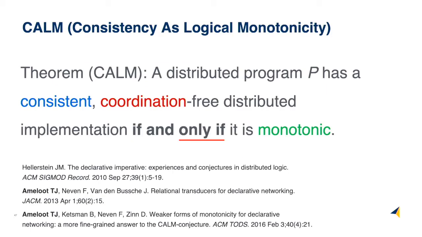And that's what the theorem proves. It says a distributed program P has a consistent coordination-free distributed implementation if and only if it is monotonic. The if part is easy, because it's constructive. You say, hey, you have a monotone program? Can I think of a distributed way to do that without coordination? Yeah, you just run it, kind of. It just works. The other way around is hard to prove, the only if.